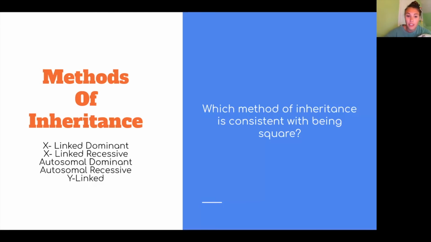So the modes of inheritance are X-linked dominant, X-linked recessive, autosomal dominant, autosomal recessive, and Y-linked. And we're going to determine which mode of inheritance is consistent with the trait of being square in the SpongeBob family.